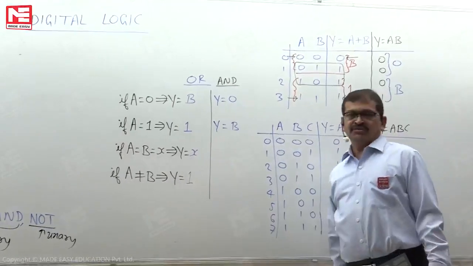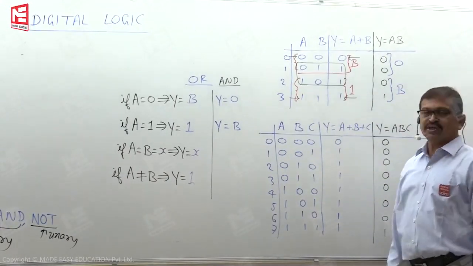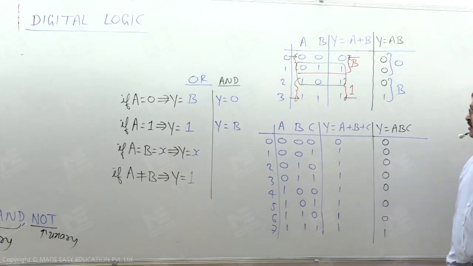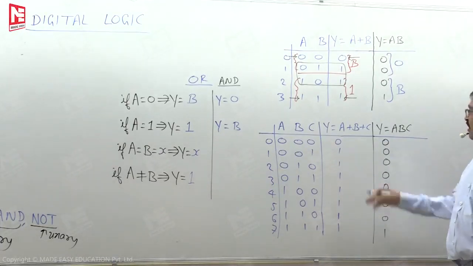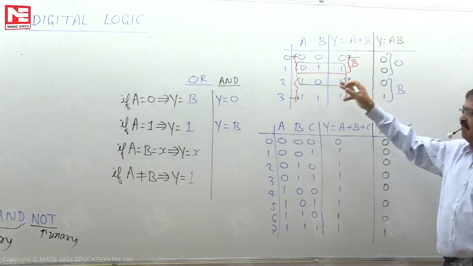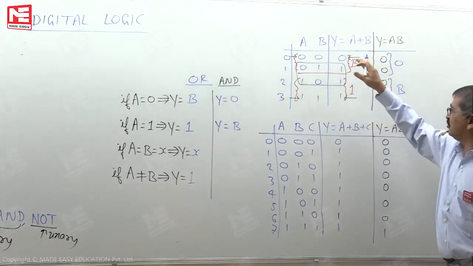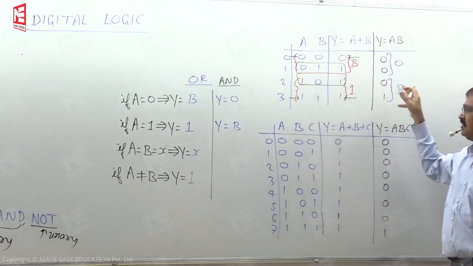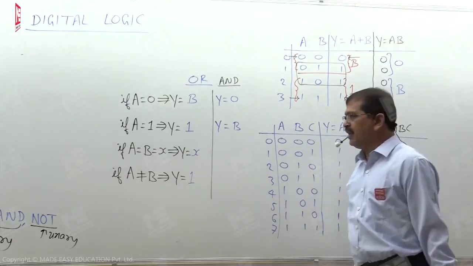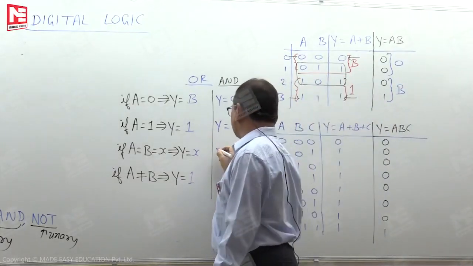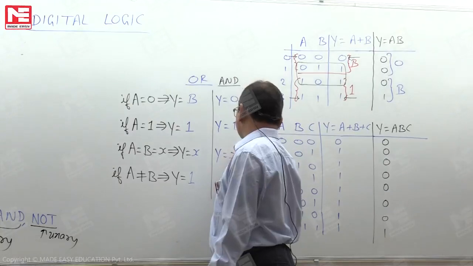Similarly, if you come to the next case, whenever both the variables are connected to the same Boolean variable, say X, X may be 0, X may be 1. If X is 0, it is referring to the first row. If X is 1, it is referring to the last row. So based on these results, whenever both the variables are connected to X, the output will be the same as the input, that is X.